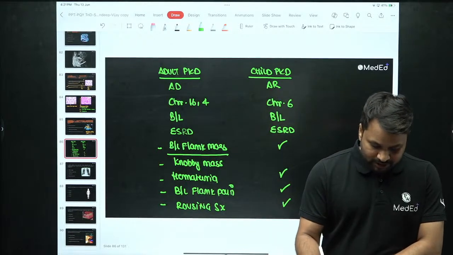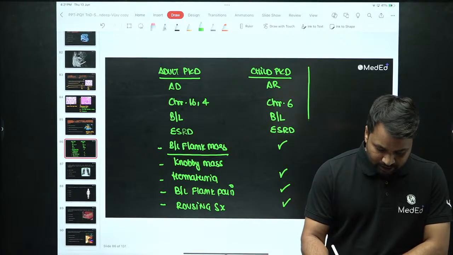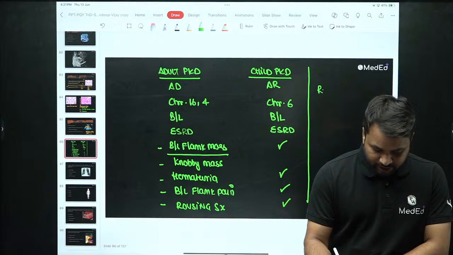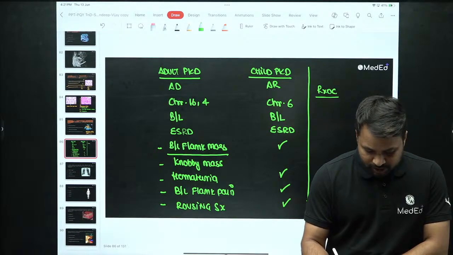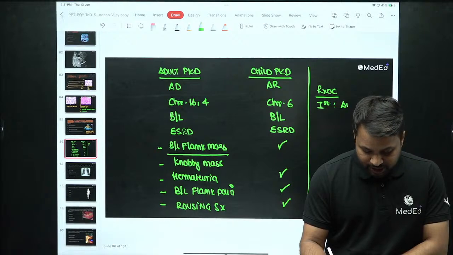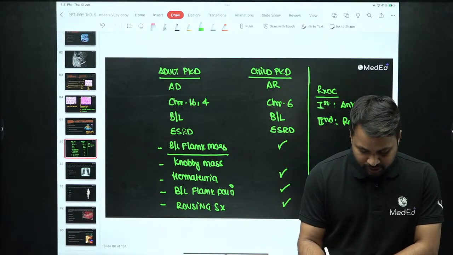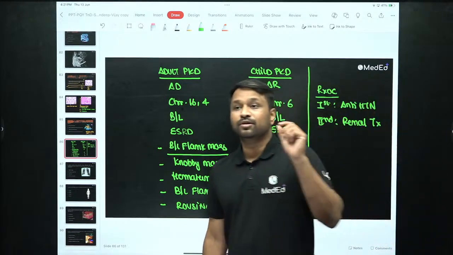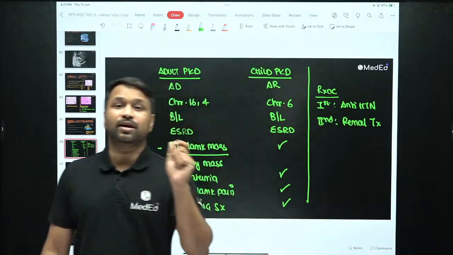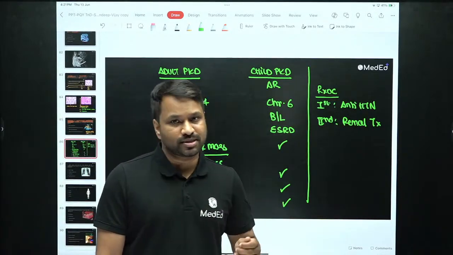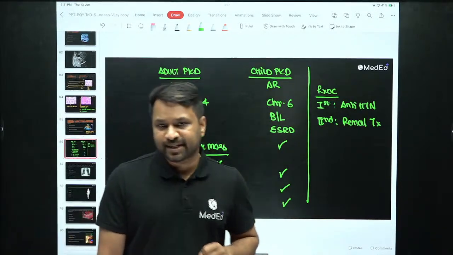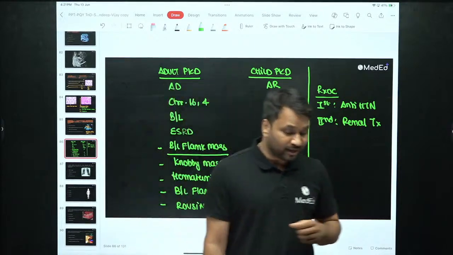Now, if I ask what is the treatment of choice for PKD, either way, remember the treatment of choice for polycystic kidney disease is going to be renal transplant. But the first line is to start the patient on antihypertensive drugs. And the second line is going to be renal transplant. Which antihypertensive drug is contraindicated in a patient with polycystic kidney disease? The answer is ACE inhibitors, because they are contraindicated with bilateral renal disease.